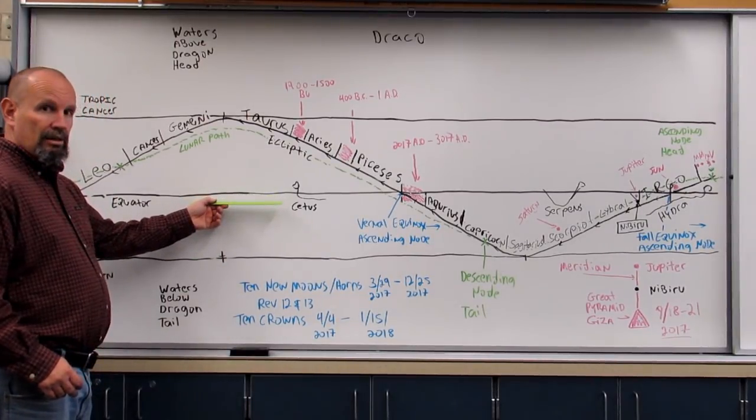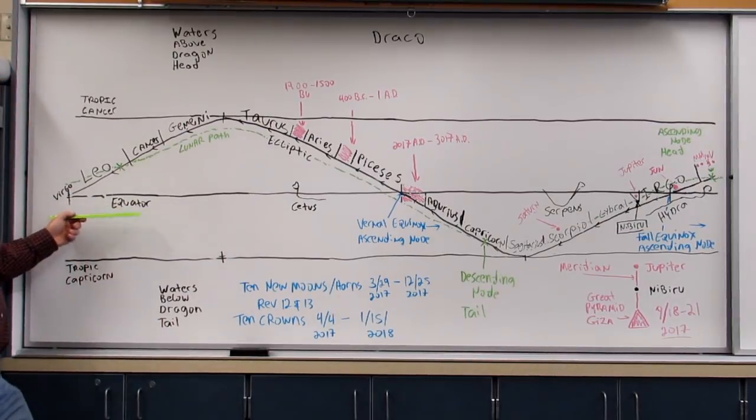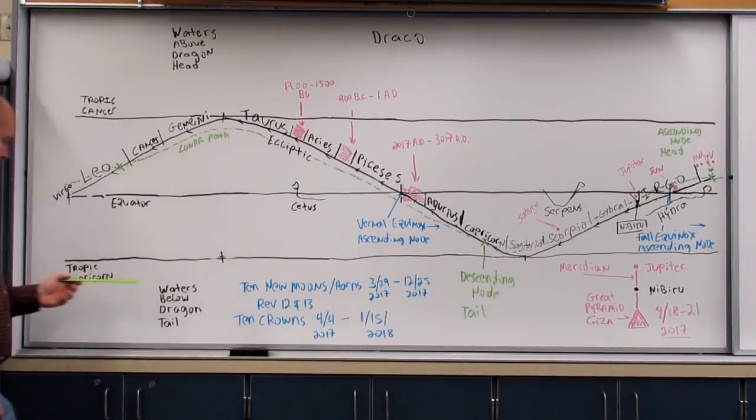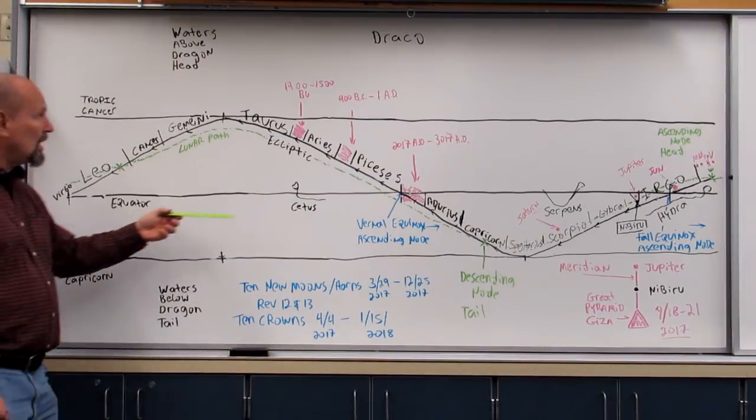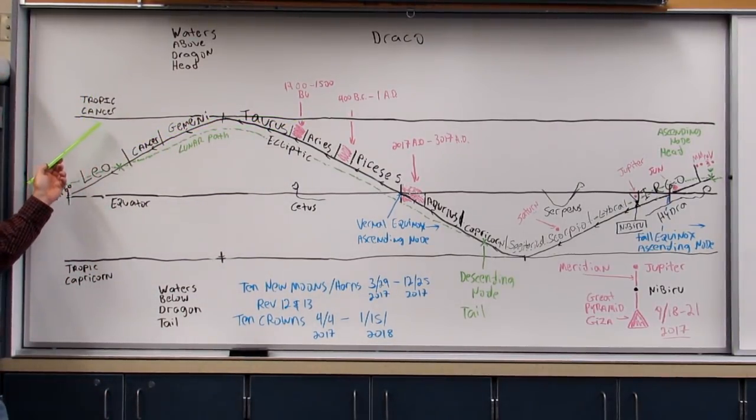This is our equator right here. This line says equator right here. This here is the Tropic of Capricorn. This here is the Tropic of Cancer.